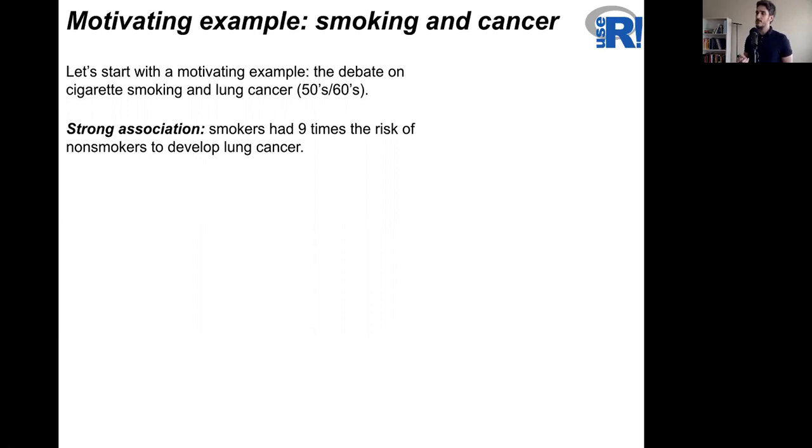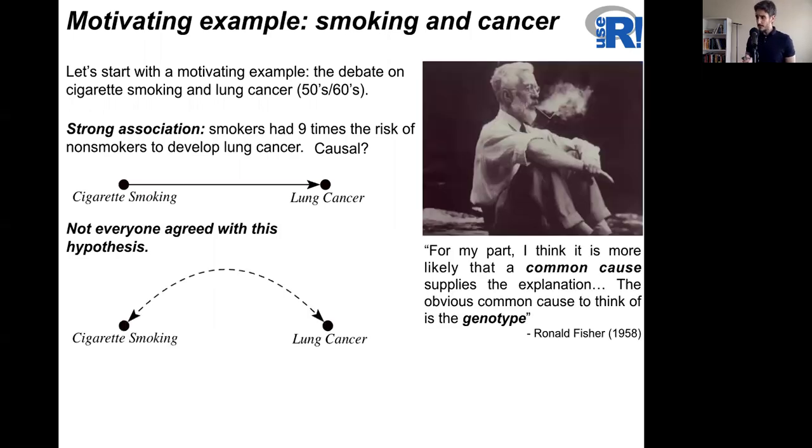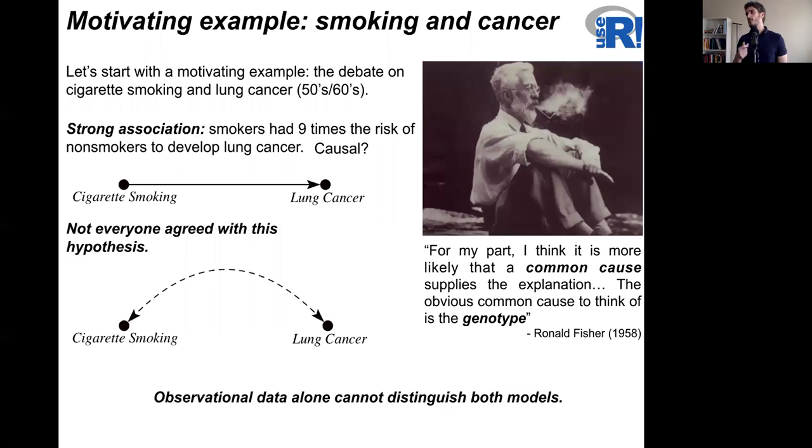Smokers had 9 times the risk of non-smokers to develop lung cancer. So this naturally leads to the question, is this association causal? Well, not everyone agreed with this hypothesis. And in fact, one of its most fierce opponents was Sir Ronald Fisher. Fisher argued that we could not rule out that an observed common cause explains the observed association. And theoretically, Fisher is right. Observational data alone cannot distinguish between the first model and the second model.